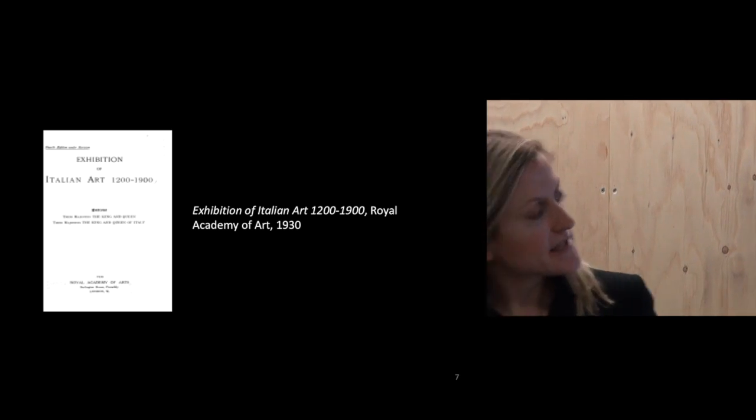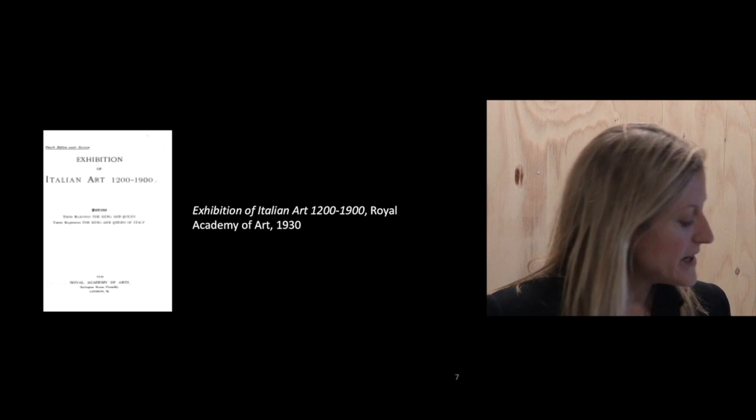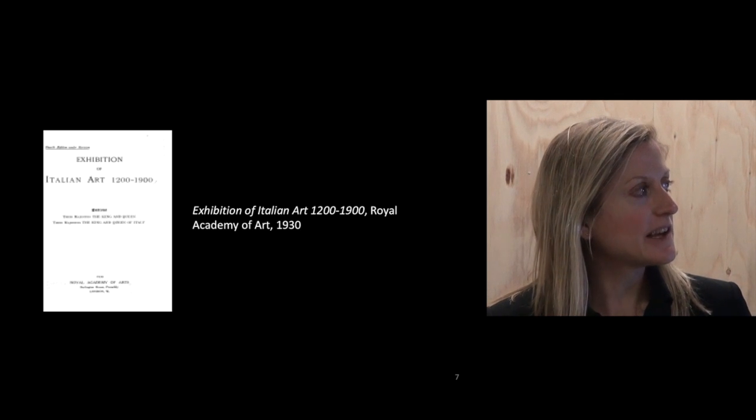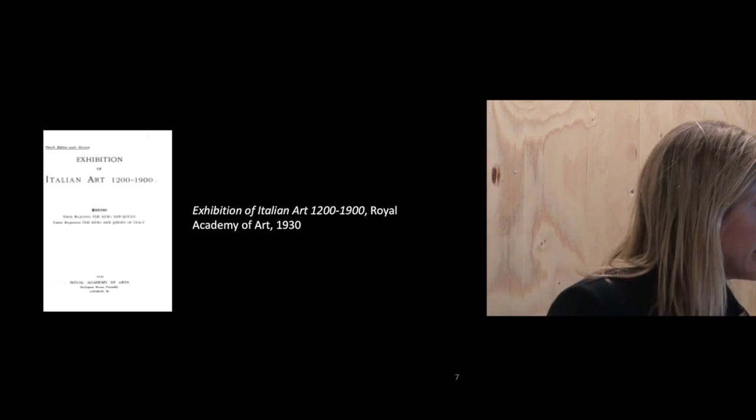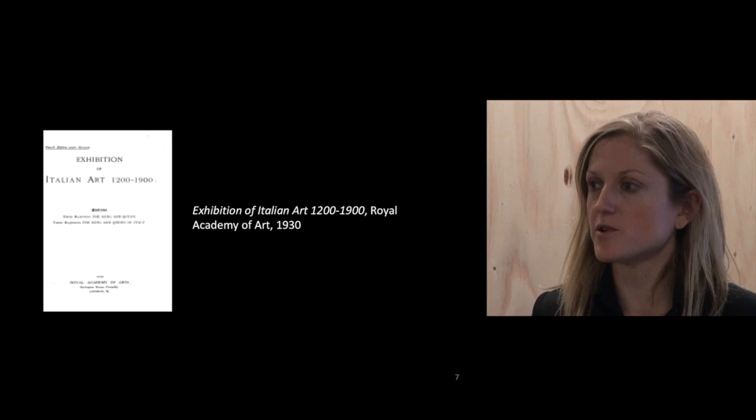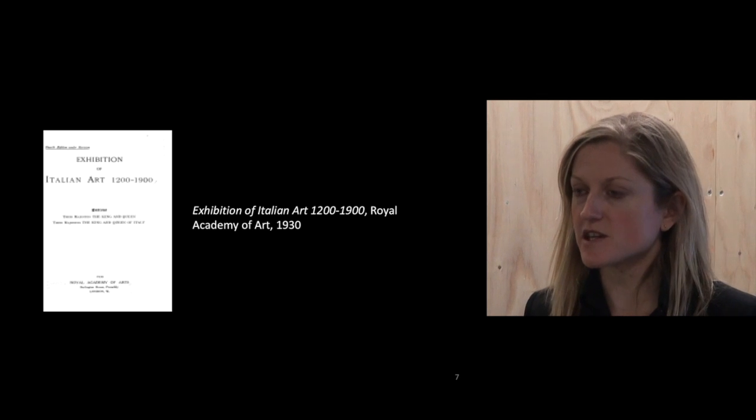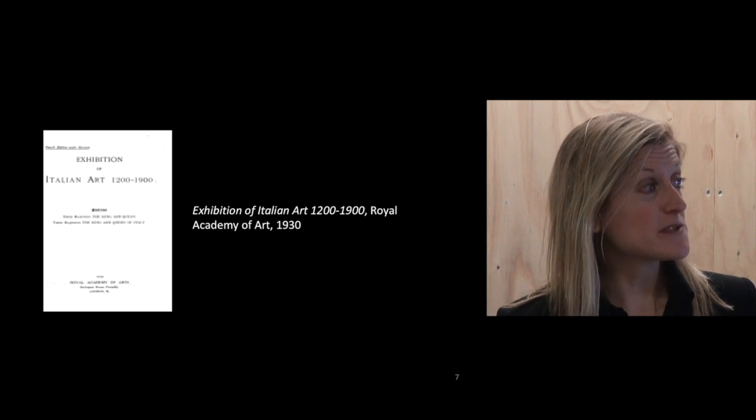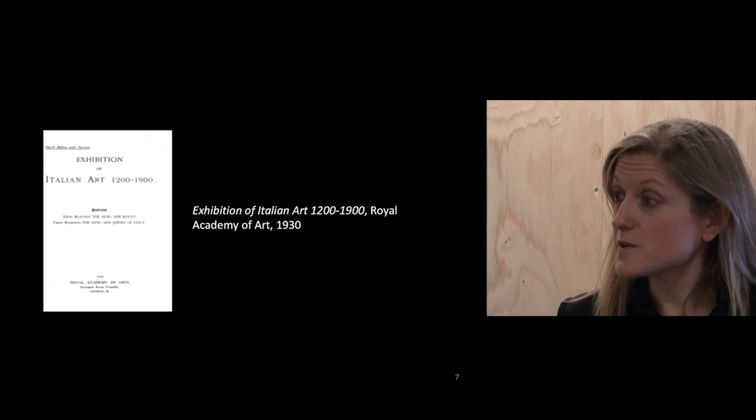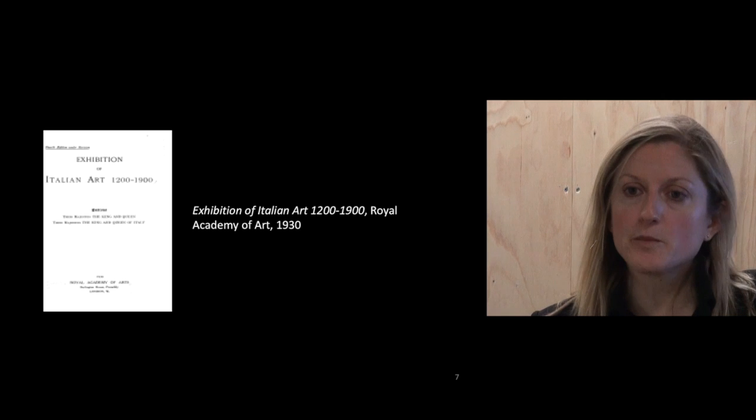Okay, so we're skipping ahead 100 years or so. This is what many consider to be the first blockbuster exhibition, an exhibition of Italian art at the Royal Academy. Prior to this point the Royal Academy had two shows, summer shows and winter shows. This is moving towards the idea of an exhibition having a theme, but actually it was, as you can see, a large-scale chronological survey of Italian art. Again, this was the norm for a period.